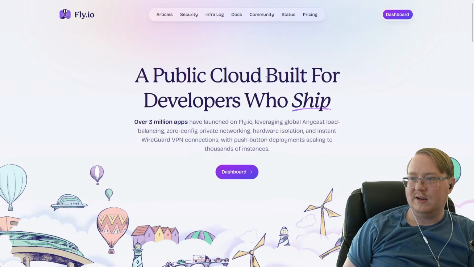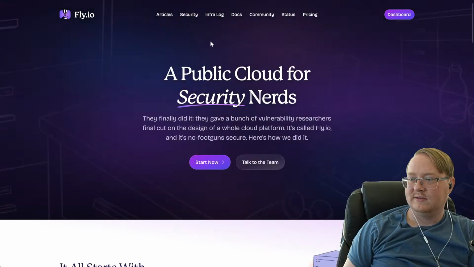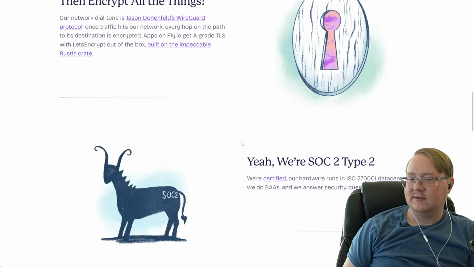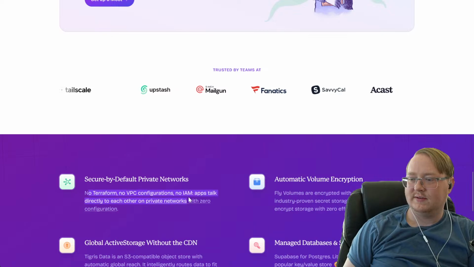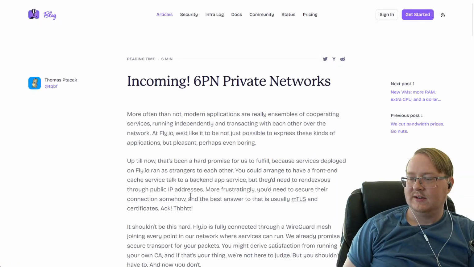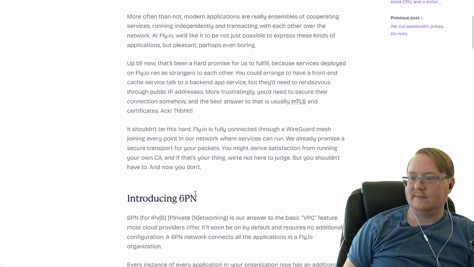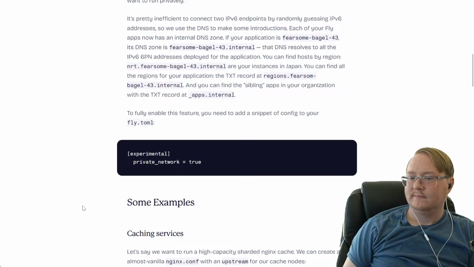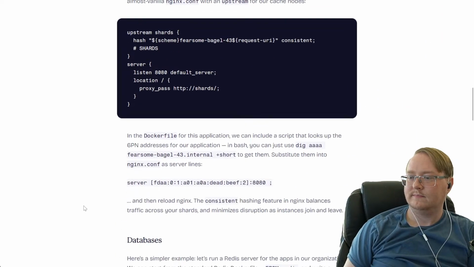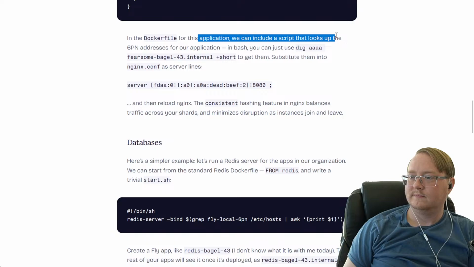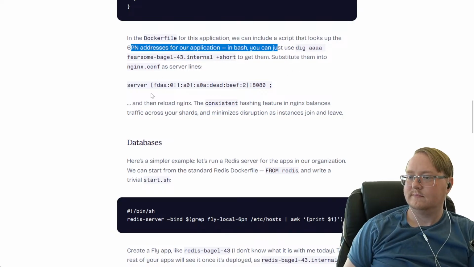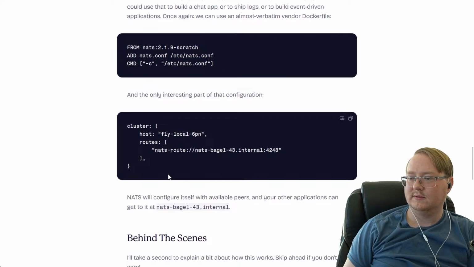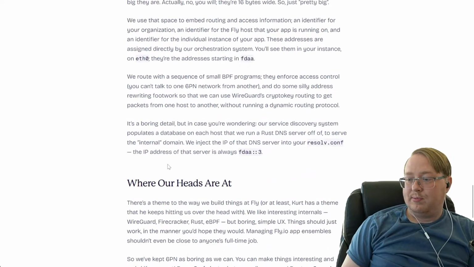So we can VPN in it. You said it's got a built-in VPN. It's super secure, and it's got a private network, right? Zero configuration private networks, right? Okay. Cool. I guess we're doing this.